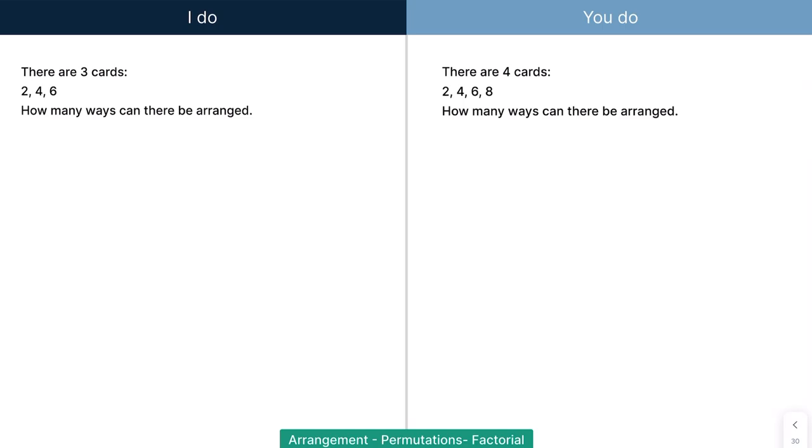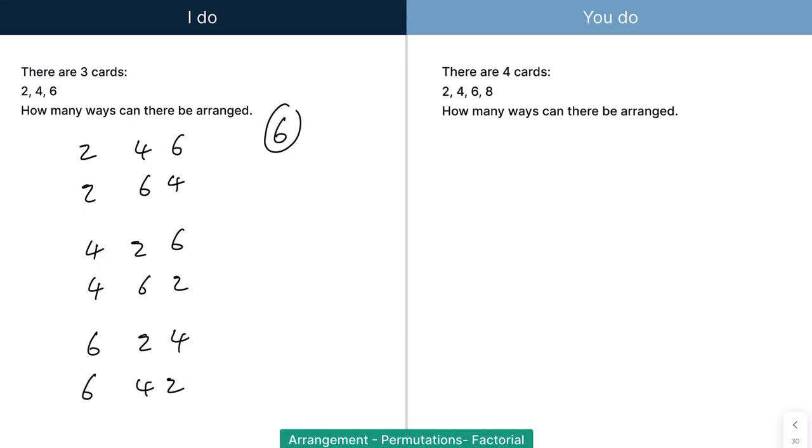And now we are looking at arrangements. So we have 3 cards here, 2, 4, 6. How many ways can they be arranged? That should say they, really. So we have 2, 4, and 6. Now I can rearrange this as 2, 6, 4. Or I can start with 4 and do 2, 6. Or I can do 4 and then 6, 2. And the other way I can rearrange this is start with 6, and then we have 2, 4, and then 6 and 4, 2. So there are 6 ways this can be arranged.